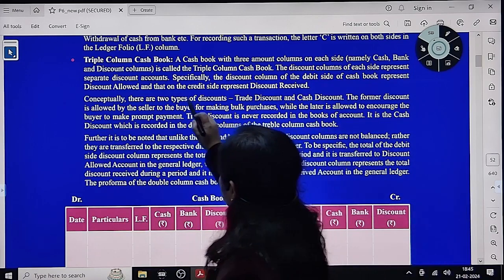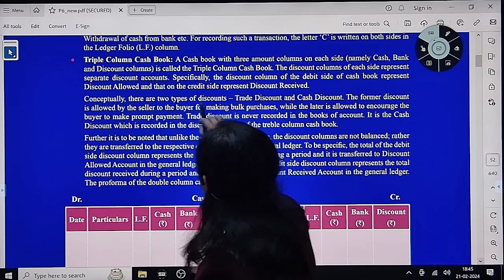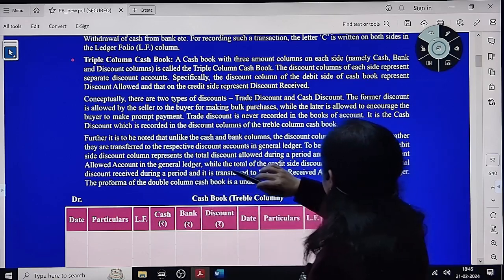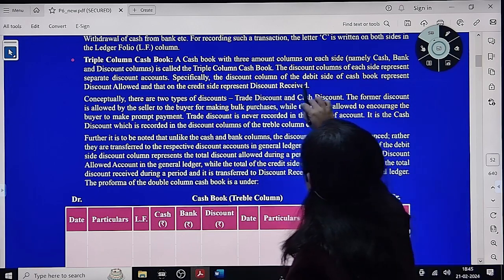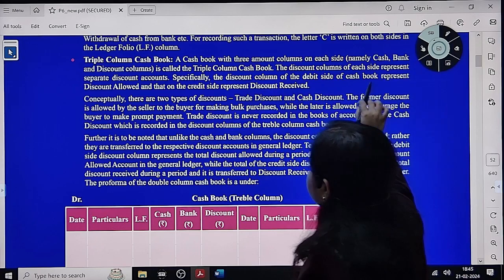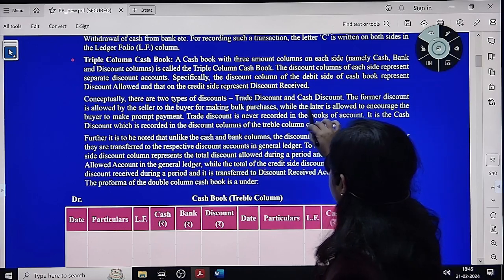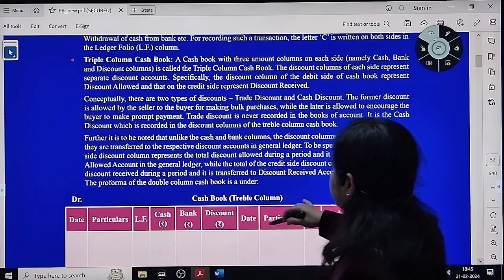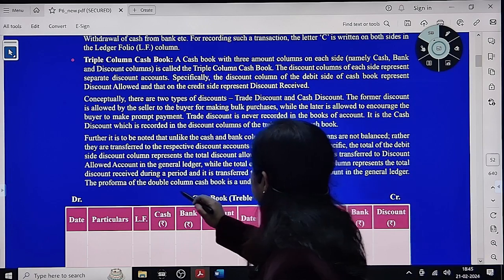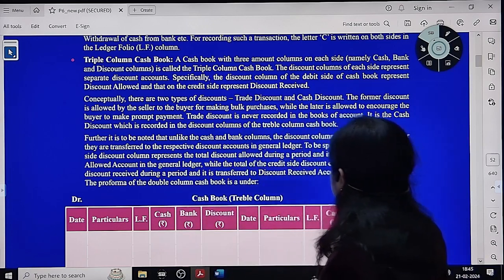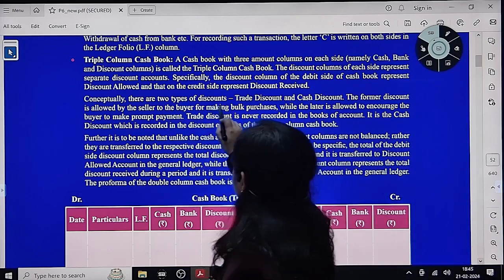Here, in the second paragraph, everyone see the study material. There are two types of discounts here. The discount column on the debit side of the cash book represents discount allowed, and on the credit side represents discount received. So there are two types of discount.